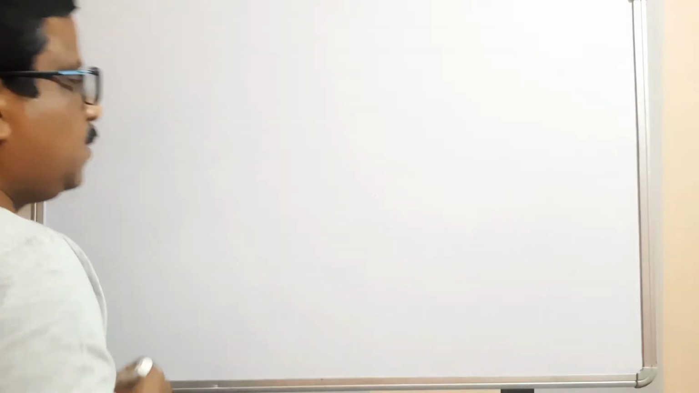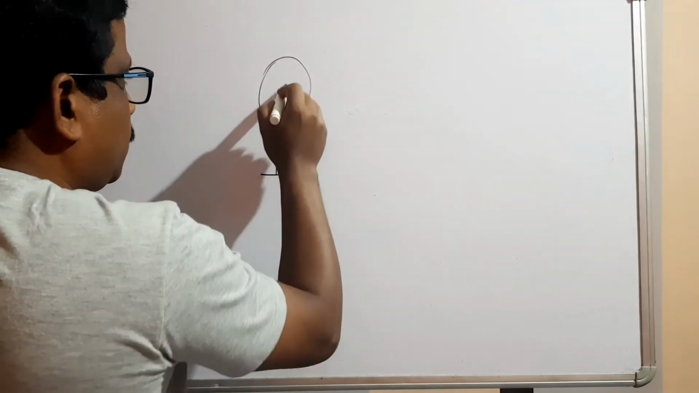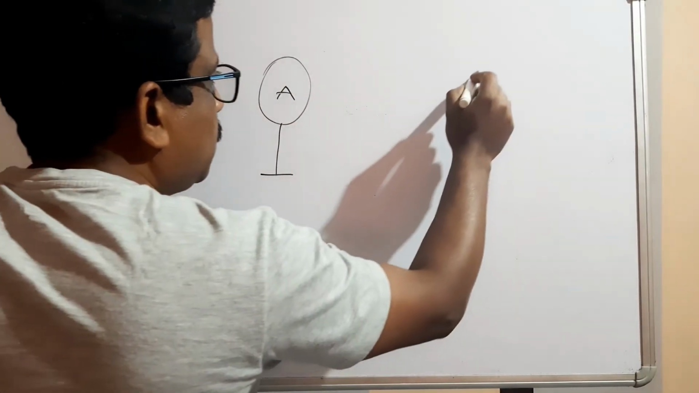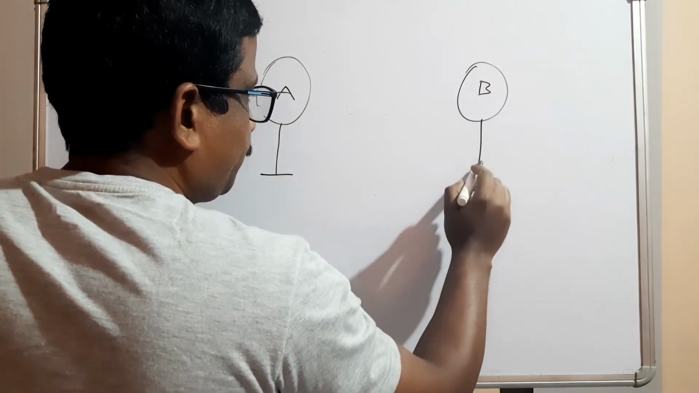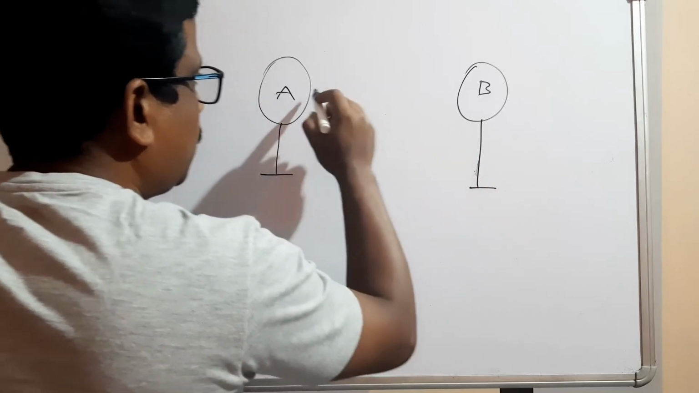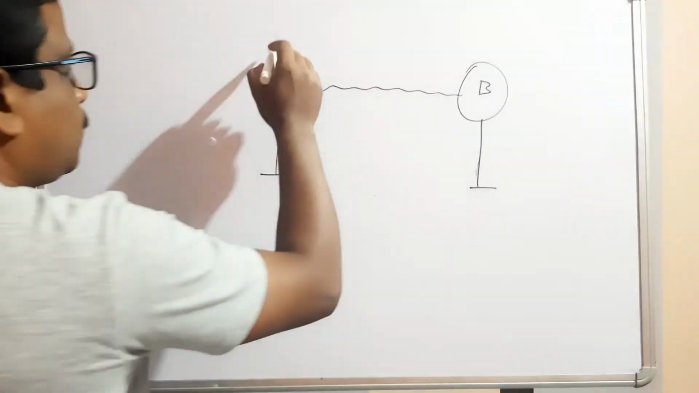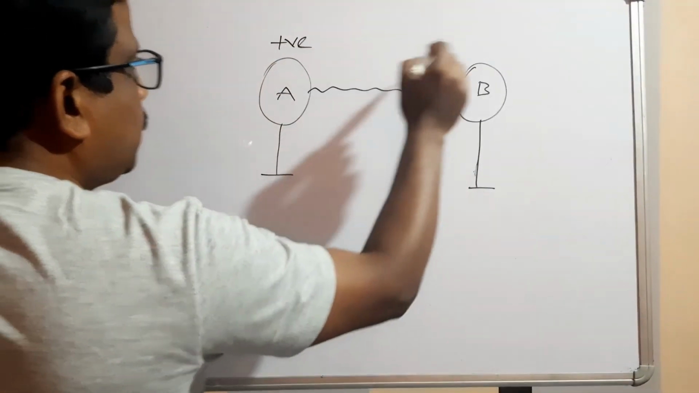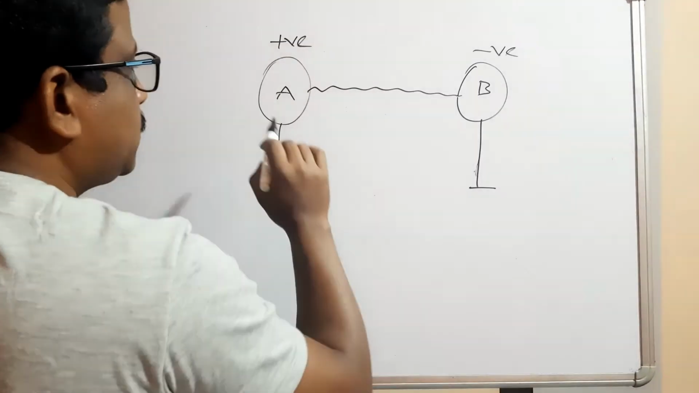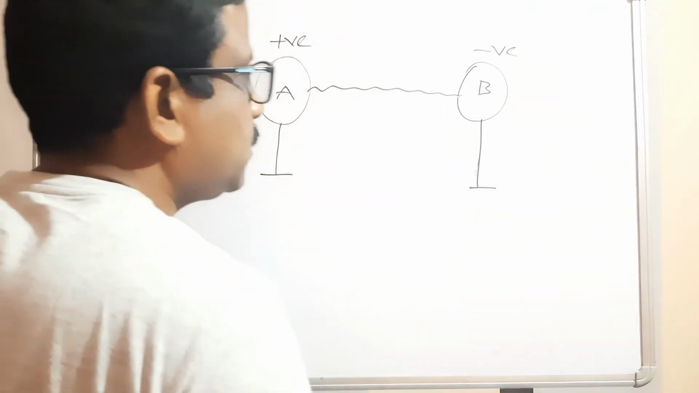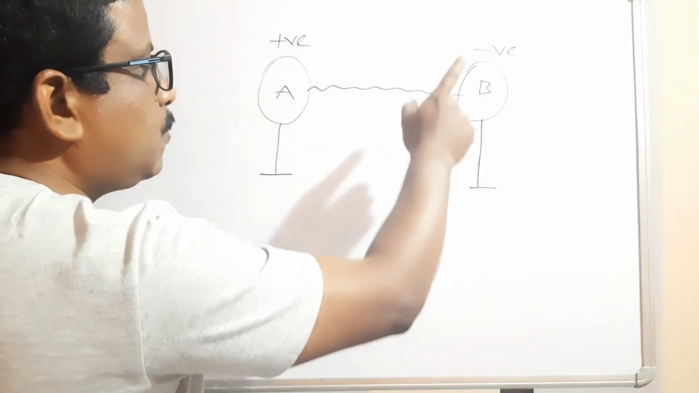So here, suppose this is one charged body A and this is another charged body B, and both are connected with a metallic wire. Now suppose this is positively charged and this is negatively charged. Already I have told you, positive charge is considered as higher potential, negative charge is considered as lower potential. So current flows from where to where? From higher to lower, as I have told.